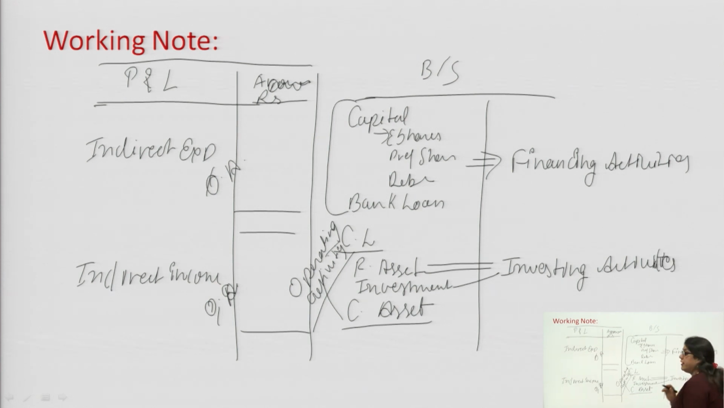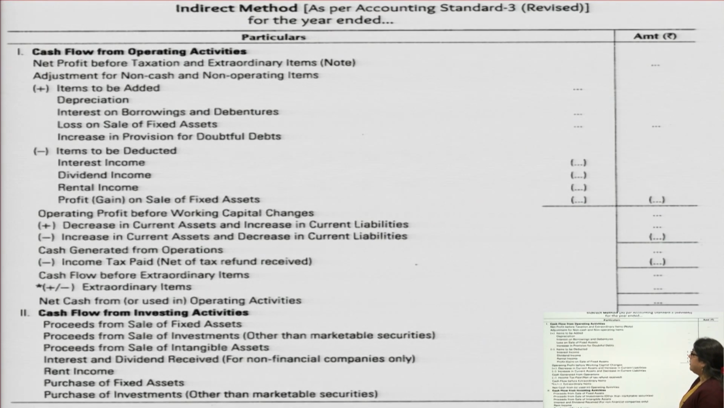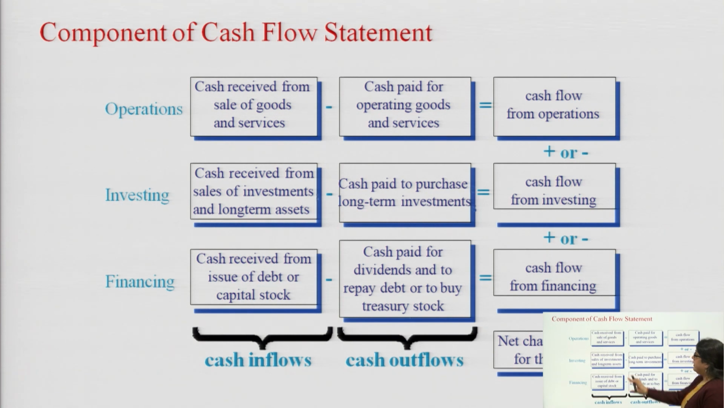I think it is clear to you to understand that part of the P&L account, that it will be considered in operating activity. So, this is the format, we will talk about the format in detail once we solve the question. This is again the component of the cash flow statement. This is the operating activity, this is the investing activity and the financing activity. I am not going into detail because I just explained all these things to you.